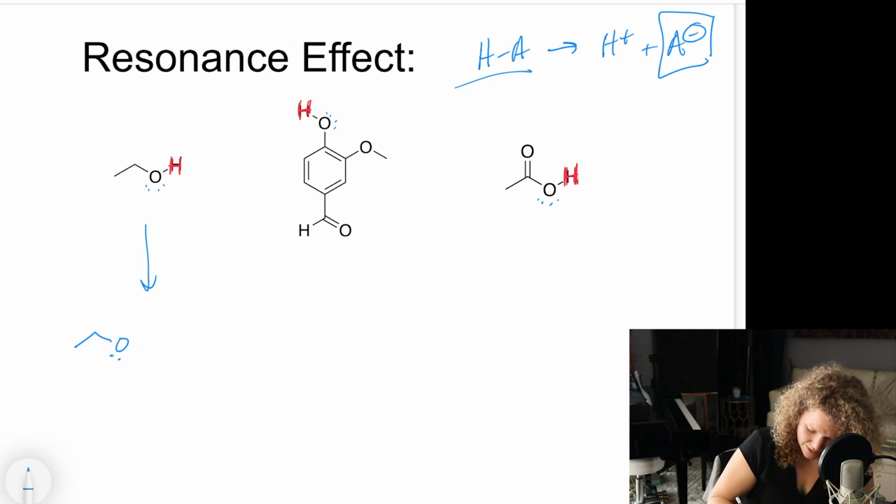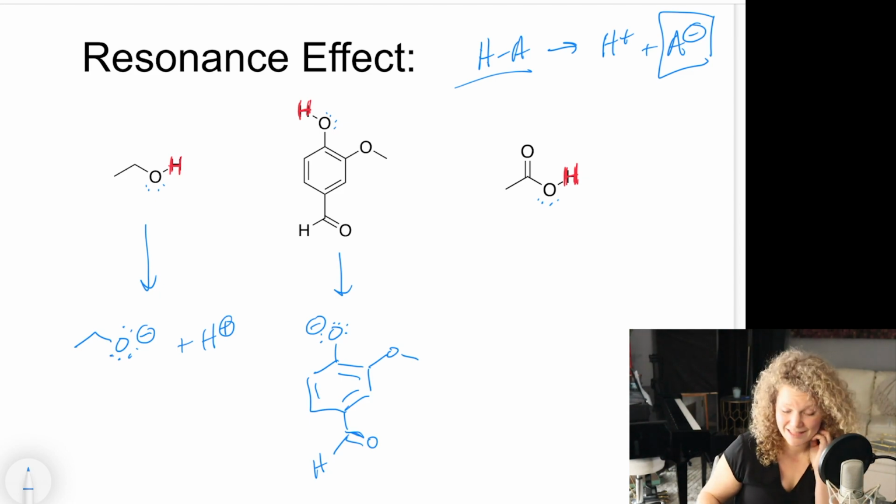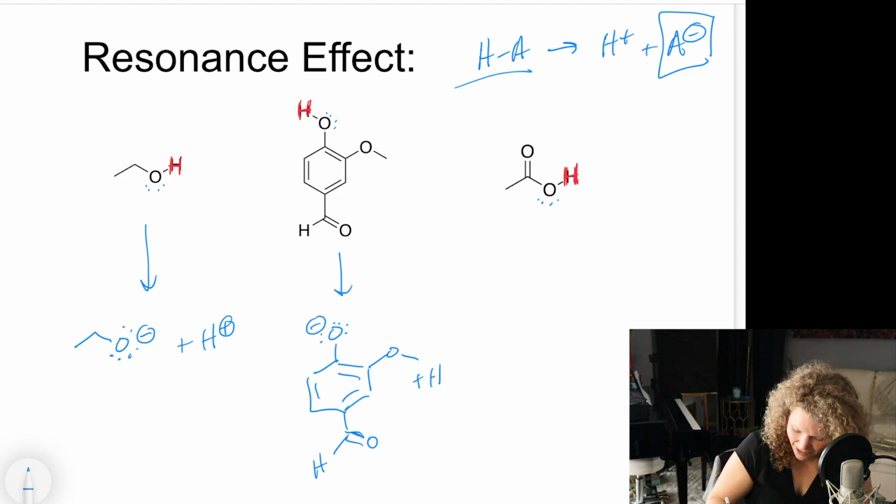So in this case, for this alcohol, we'll get an alkoxide. For this phenol example, we'll have this phenoxide plus H plus. And then for this carboxylic acid, we'll end up getting a carboxylate.